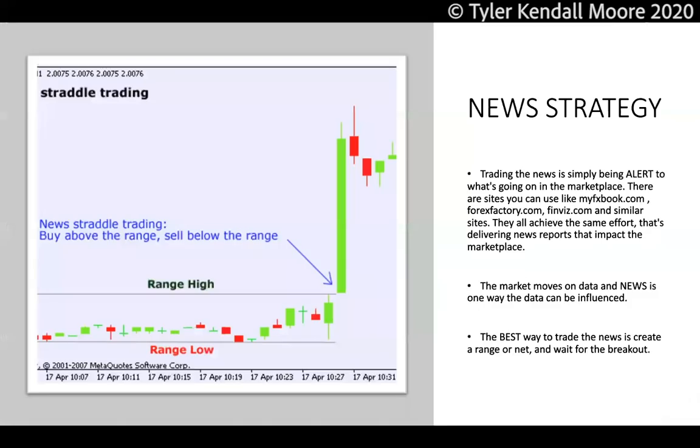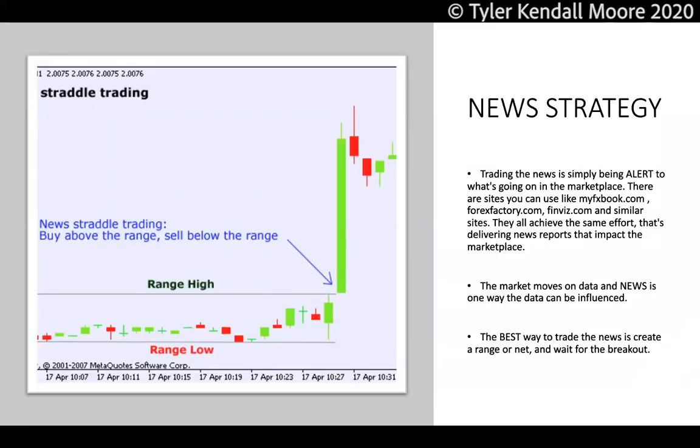So the news strategy. Trading news is simply being alert to what's going on in the marketplace. Now this is really risky. If you don't want to blow your accounts, a lot of people don't know what they're doing. You try to go all in on news and you really don't know what you're doing. You need to learn risk to reward before you start messing with any type of strategies anyway. But I'm just saying, especially with news.